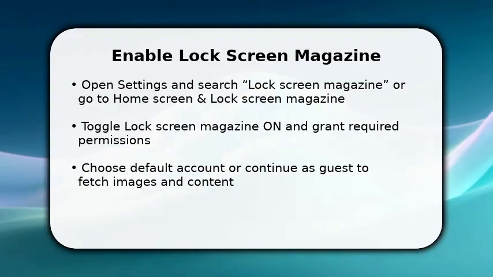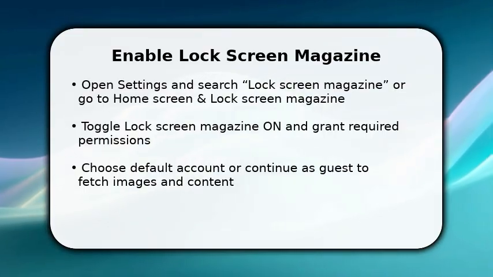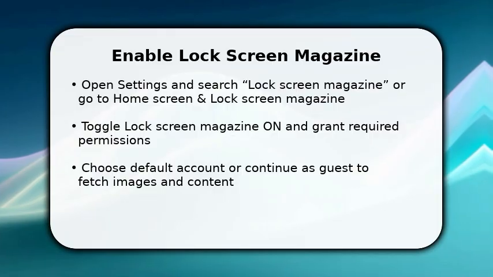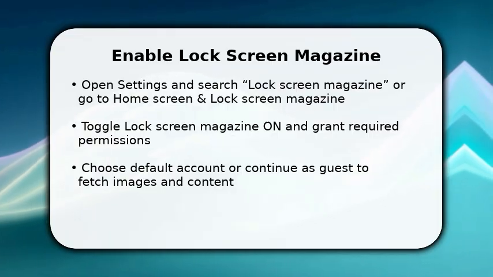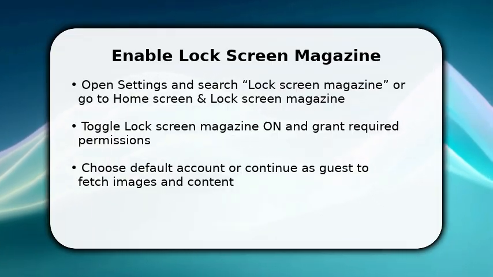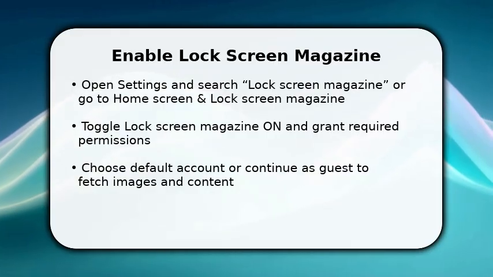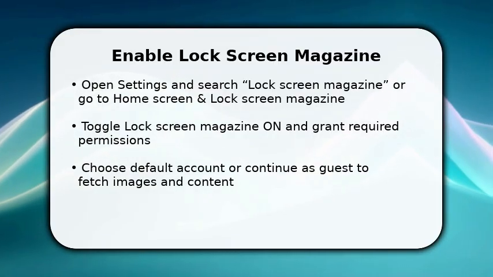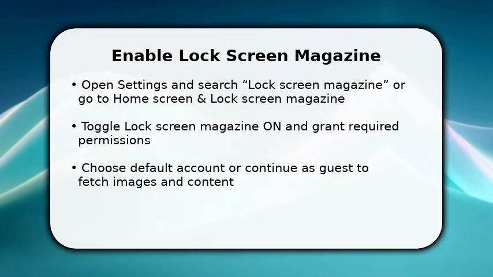You start by turning the feature on, open Settings and find Lock Screen Magazine. You must toggle it on and allow permissions, media and storage, so images download reliably. Once done, pick a default account or use guest mode. This tells the phone which content's set to fetch.